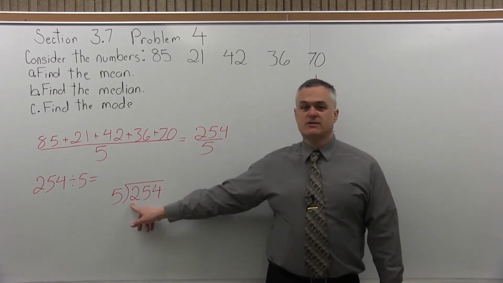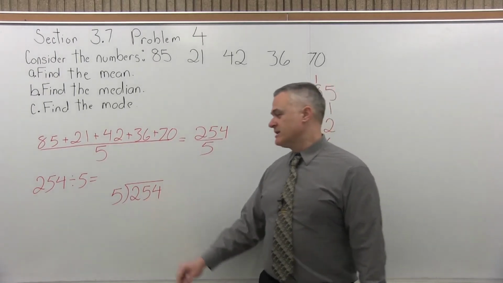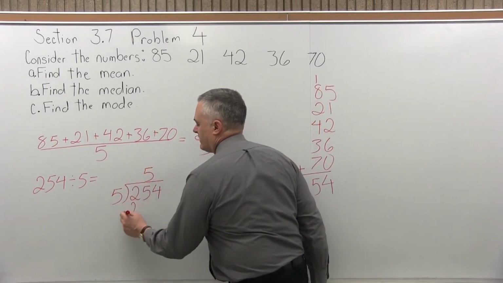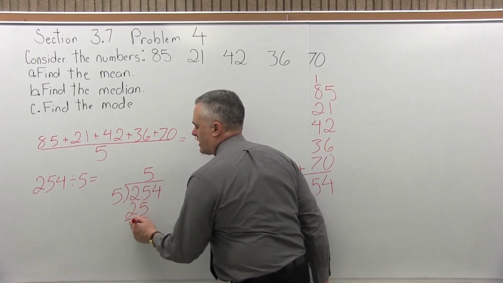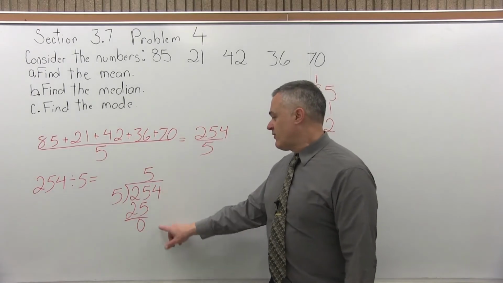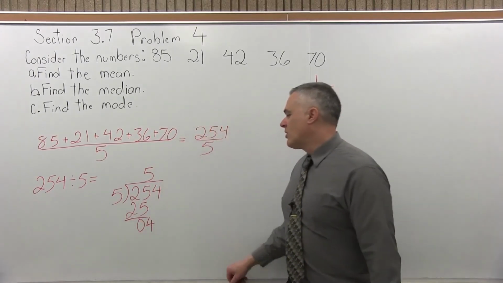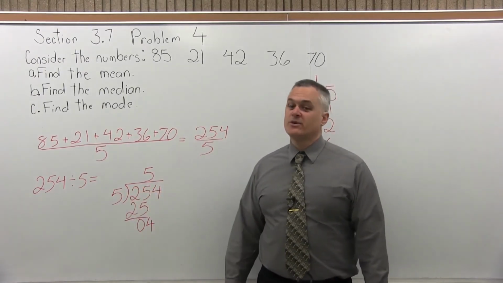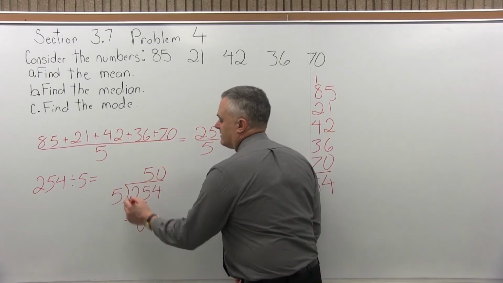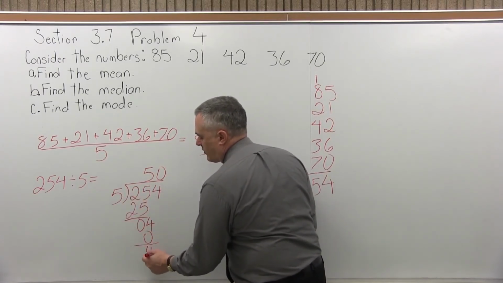So 5 divides into 2, 2 is not big enough, it won't go. 5 divides into 25, that goes nicely. So 5 times 5 is 25, subtract, you get 0. Now bring down the next digit, the 4. 04 or just 4, 5 divides into 4, it's not big enough, so I have to put a 0. 0 times 5 is 0, subtract, 4 minus 0 is 4.